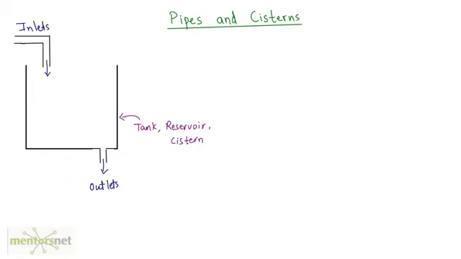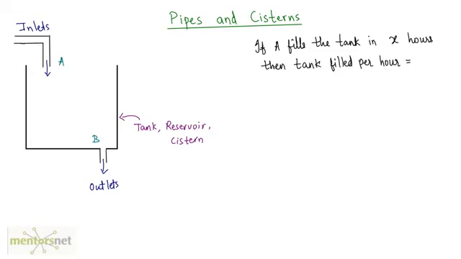Now let us name the inlet. Let it be inlet A and the outlet be B. Now let us look at some of the basic formulas that we are going to use in these topics. If A fills the tank in X hours, this inlet is pouring some liquid into the tank, and the tank gets filled up to the brim in X hours, then what will be the amount of tank filled per hour?